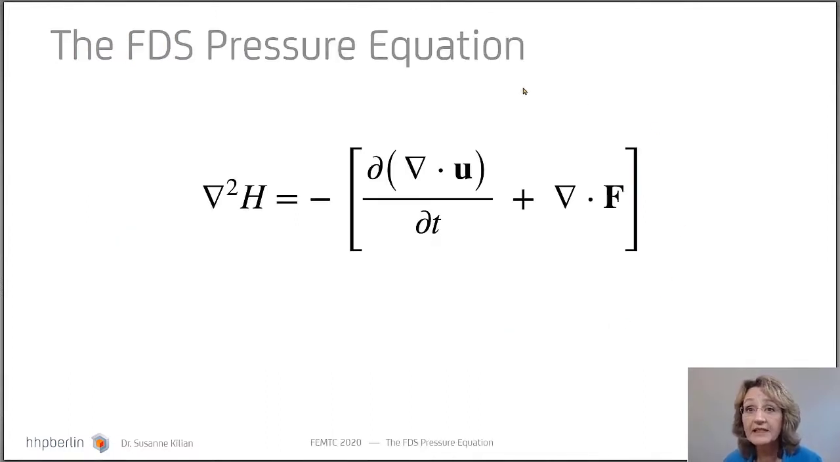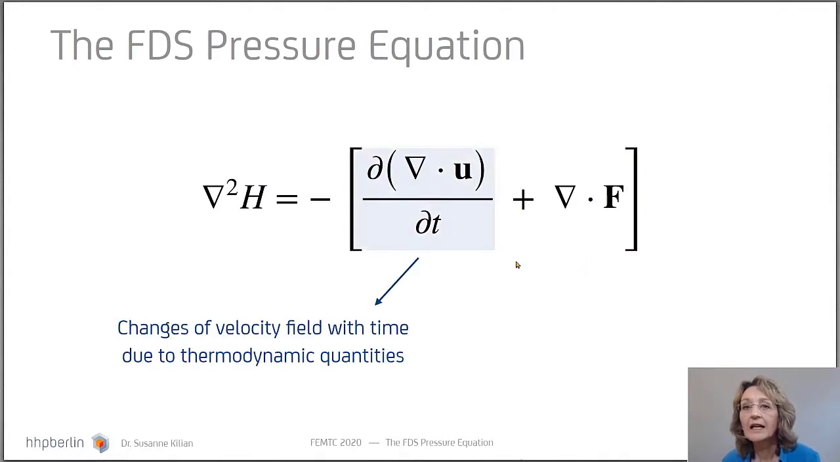So here it is. This is the special form of the pressure equation as it is used in FDS. It's not important to understand every single detail here. I only want to make clear what the different terms stand for. So I will briefly try to give you a picture of the meaning of these terms. The first term on the right-hand side shows how the velocity field, u, is influenced by all the thermodynamic quantities. So actually here the heat release rate comes in.